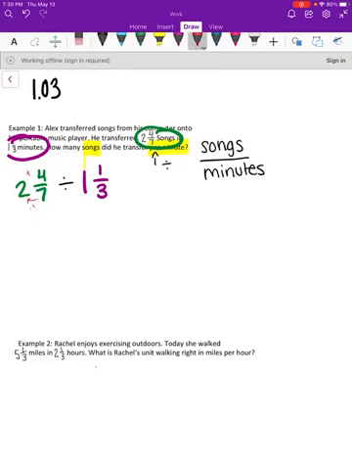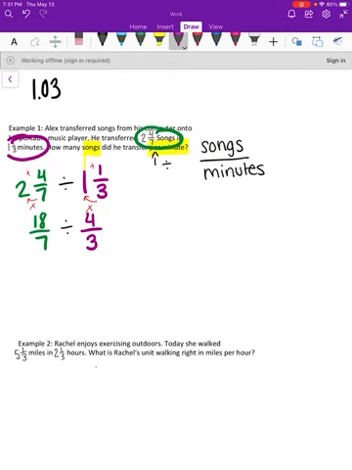So 7 times 2 is 14. 14 plus 4 is 18. So we have 18 over 7 divided by, and we're going to do the same thing over here. 1 times 3 is 3. 3 plus 1 is 4. So it's 4 over 3.